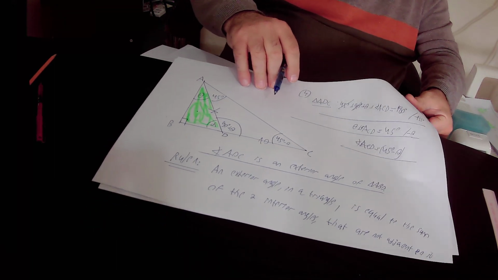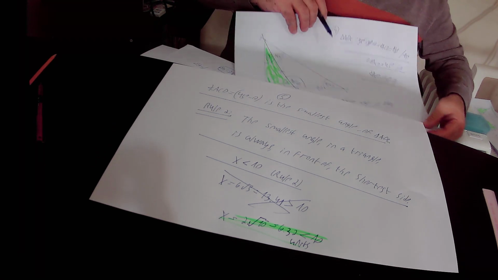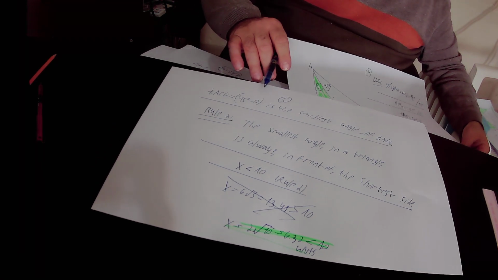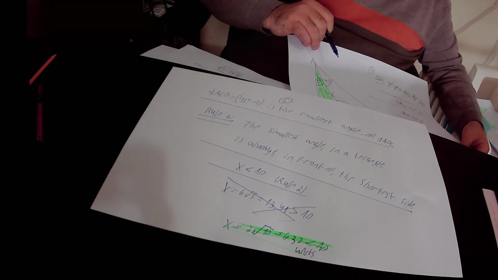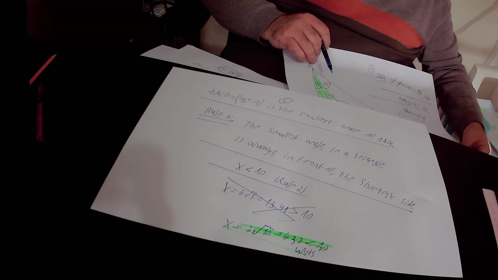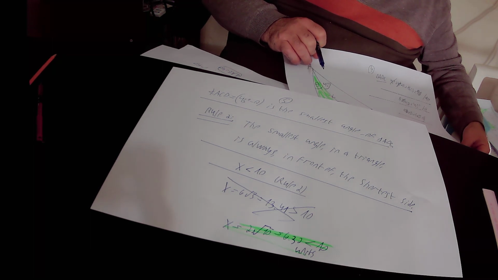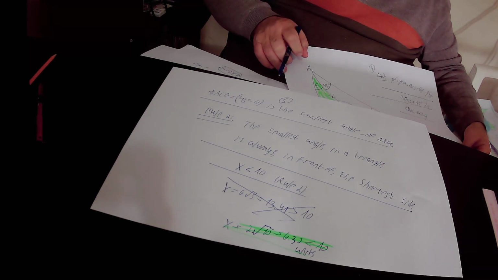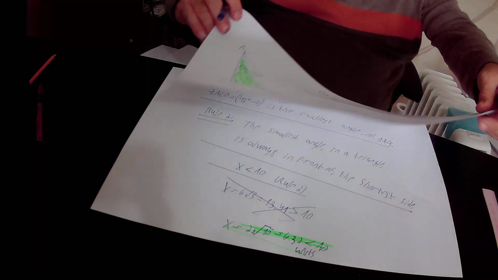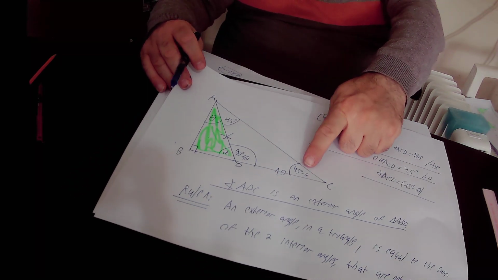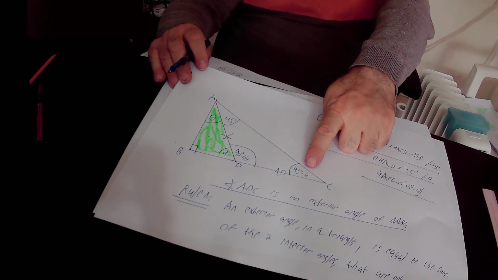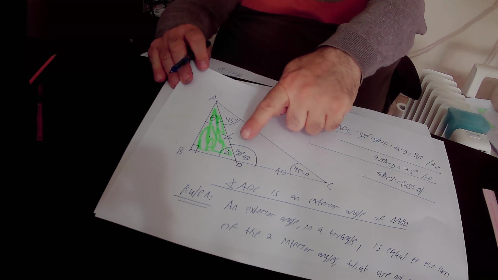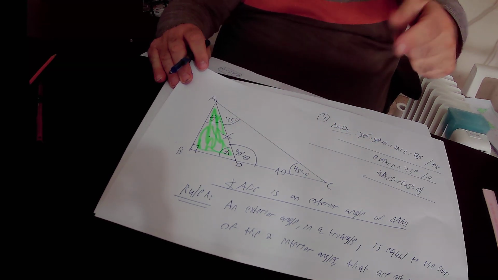Okay? Here, angle ACD, which is equal to 45 degrees minus theta, is the smallest angle in triangle ADC. And we also have rule number 2 that states that the smallest angle in a triangle is always in front of the shortest side. That is to say, this is the smallest angle in triangle ADC, therefore it must be in front of the shortest side, that is to say AD, which is equal to X, is the shortest side in triangle ADC.